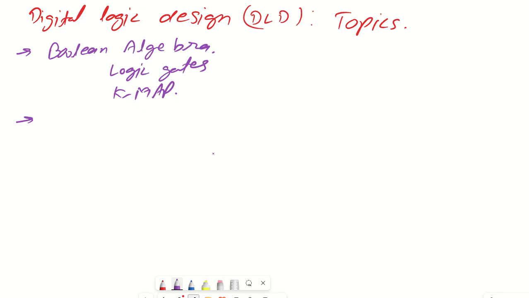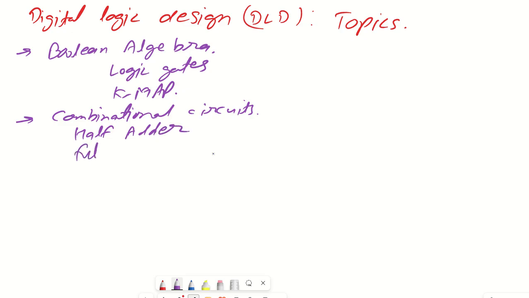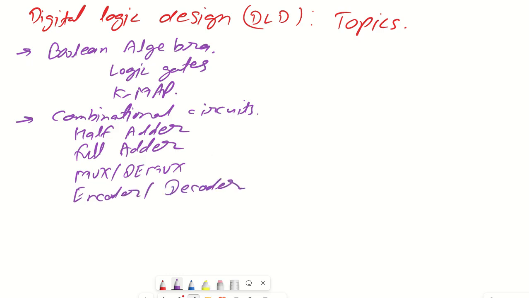Then the very good topic is combinational logic or combinational circuits. In that we will be seeing, let's say, half adder, then full adder, then multiplexer, then demultiplexer, then encoders, decoders. There are a lot of questions that are asked in this particular section, combinational logic. Okay, and at last we will try to understand sequential circuits as well.